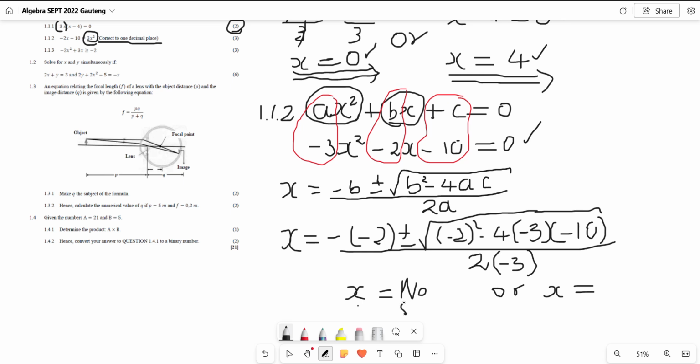No solution because it gives us an error. We write no solution because we have an error. It gives us an error. It means no solution of x.